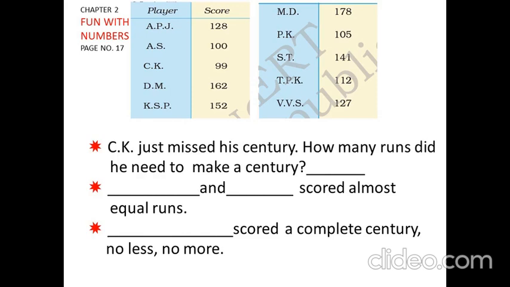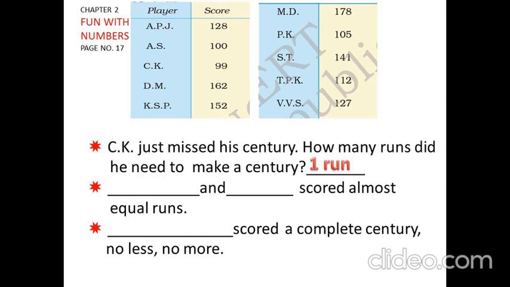In the last session, I told you about century in cricket. In cricket, if a batsman or a batswoman scores 100 or more runs in a single innings, then it is called they have completed their century. Here, CK has completed 99 runs. So he missed his century by 1 run. You have to subtract 100 minus 99. So your answer is 1 run.